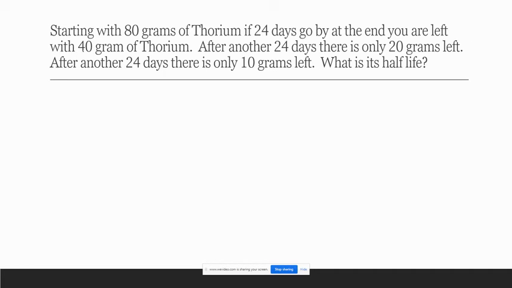This one, we've got 80 grams of thorium, and we've gone 24 days. By the end you're left with 40 grams of thorium, after another 24 days, you have 20 grams of thorium, and after another 24 days, there's only 10 grams of thorium. What's our half-life? Well, every time we've gone down by half. So half-life is the amount of time it takes for a sample to go down by half. So here, our answer would be 24 days.